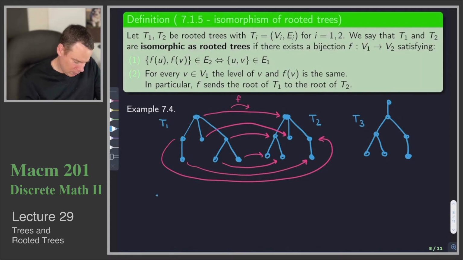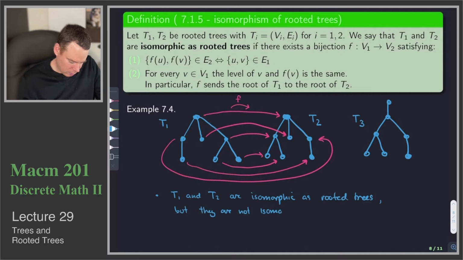So what we have is that T1 and T2 are isomorphic as rooted trees, but they are not isomorphic to T3 as rooted trees.